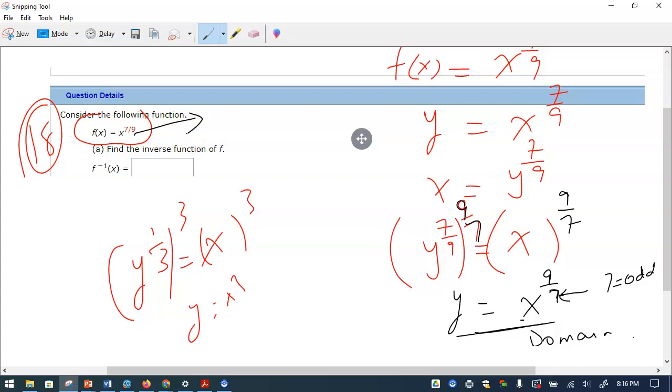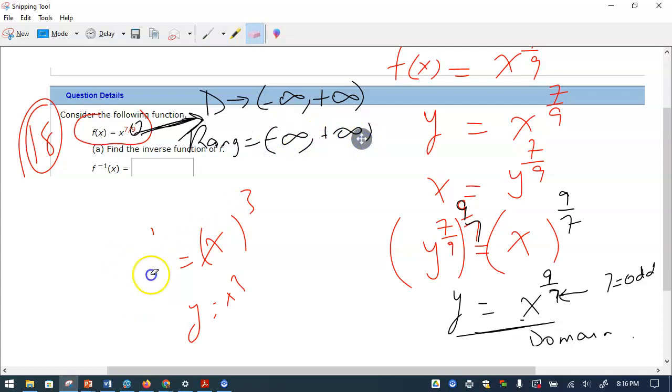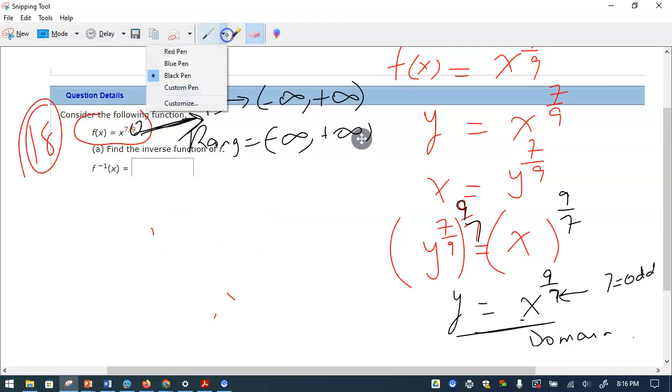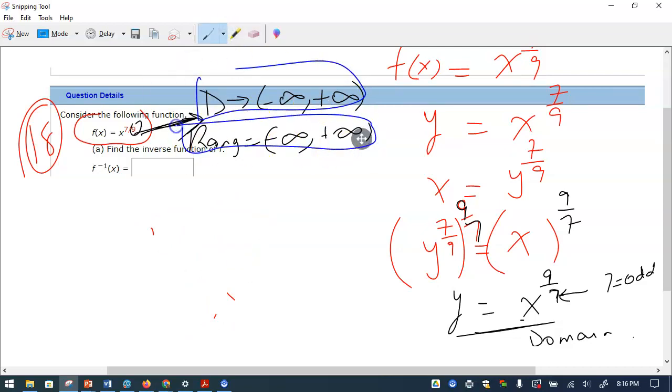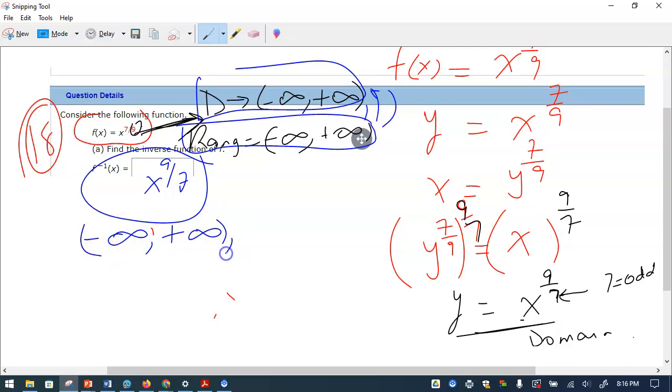So what's going on right now with this function, the domain is all. You can plot, because of this 9, which is odd, you can say the domain is minus infinity to plus infinity, and the range has no restriction. So this also is minus infinity to plus infinity. Therefore, when you take the new function f inverse, the domain and range interchange. For this function, x^(9/7), we just have to swap the domain and the range. So this becomes minus infinity to plus infinity, and this also becomes minus infinity to plus infinity.